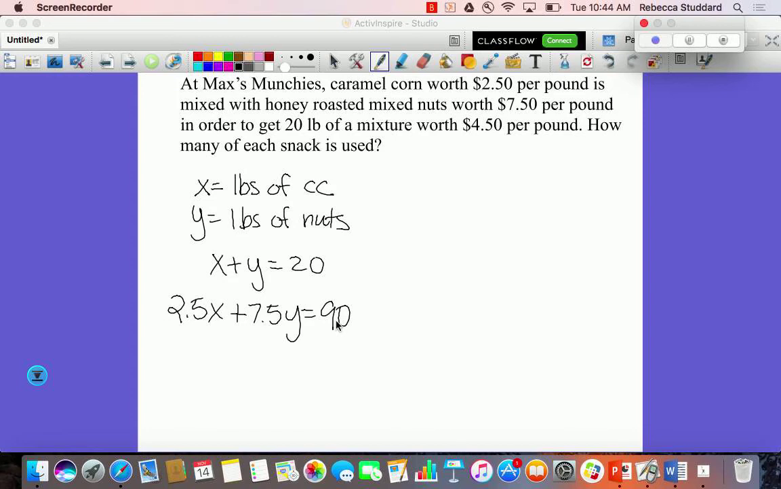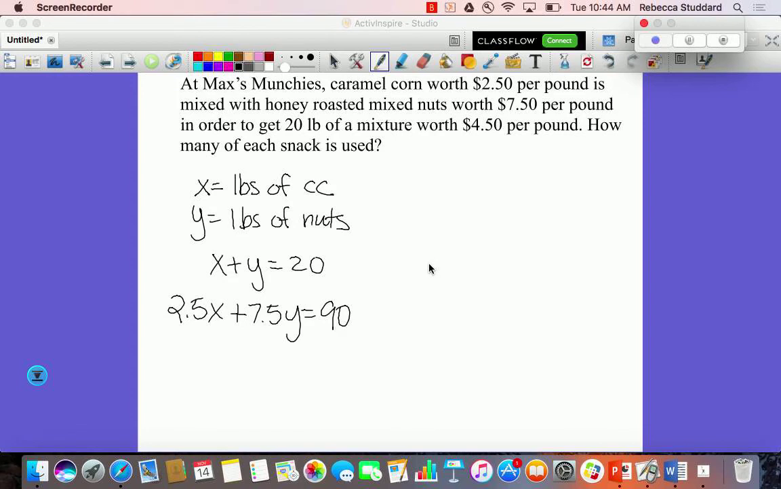Okay. So this 4.5 is now 90 because we had 20 pounds total. It was $4.50 per pound, and we had 20 pounds total to give us 90 total. Now, you could solve this with substitution, elimination, or graphing. I'm going to do it with substitution because that's my favorite way to do it.